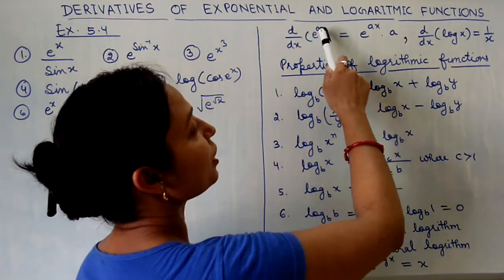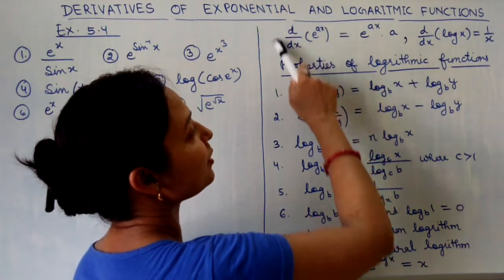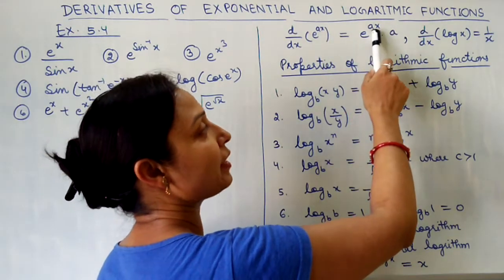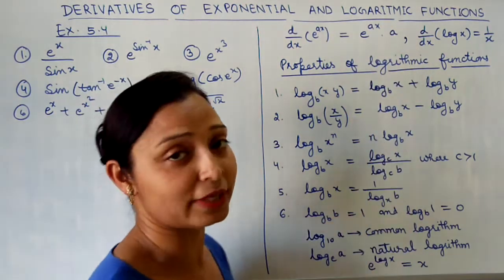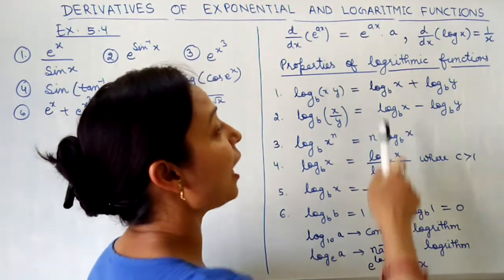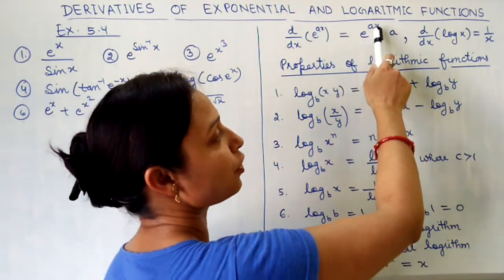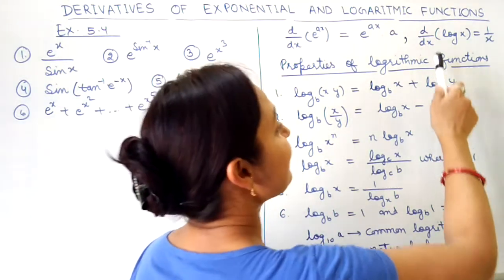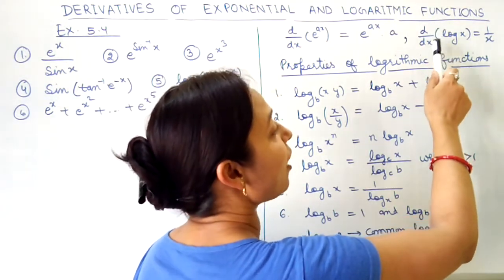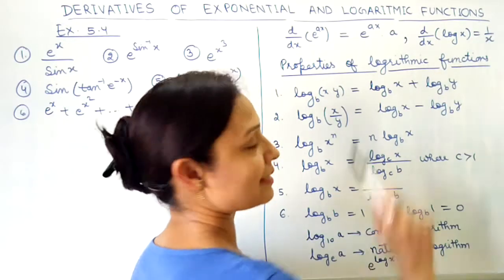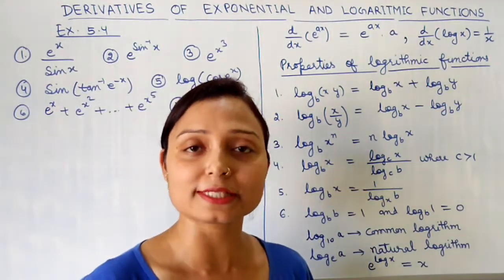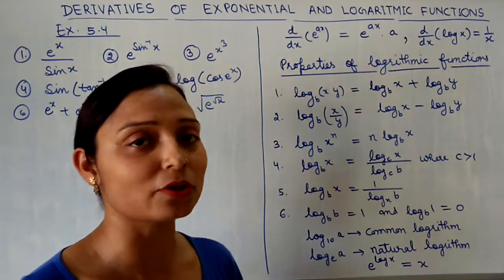The derivative of exponential of ax is exponential of ax times the derivative of ax, that is a. So you have to write it as a exponential of ax. And what is the formula of the derivative of log x? The derivative of log x is 1 upon x. These are the two basic formulas which we have already done in class 11th also.